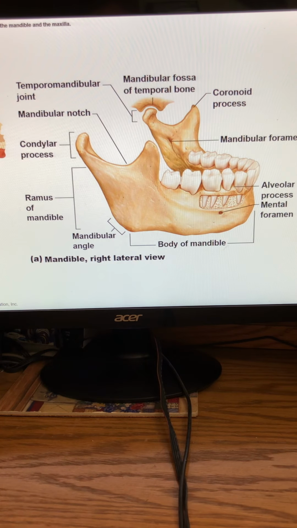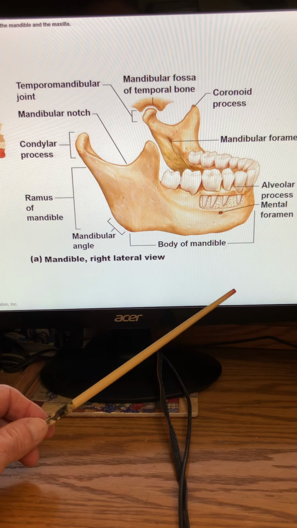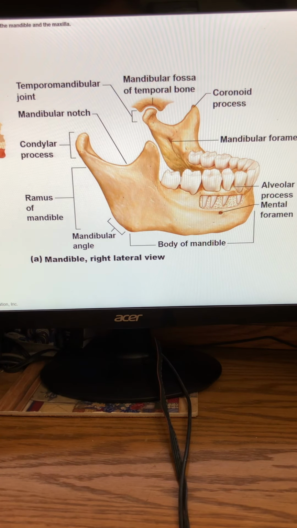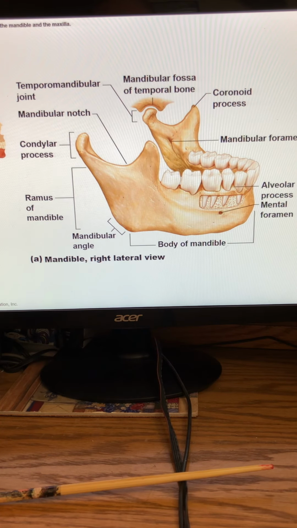So if you remember, the coronoid process would be here, the muscle would be here, and then the tendon would go underneath the zygomatic arch to connect to the coronoid process. When you contract that, it's going to bring your jaw up, your lower teeth up to your upper teeth.